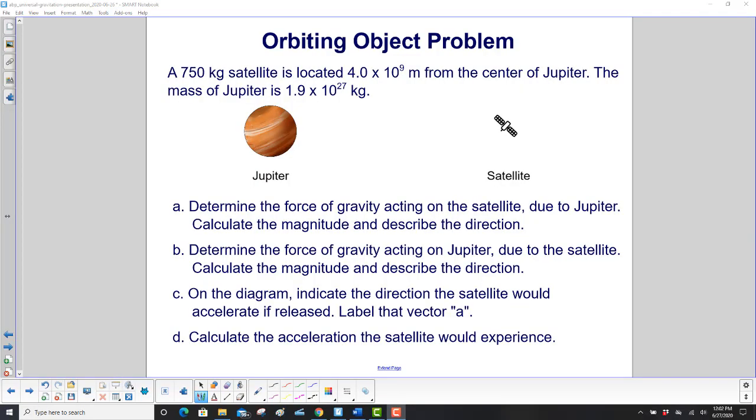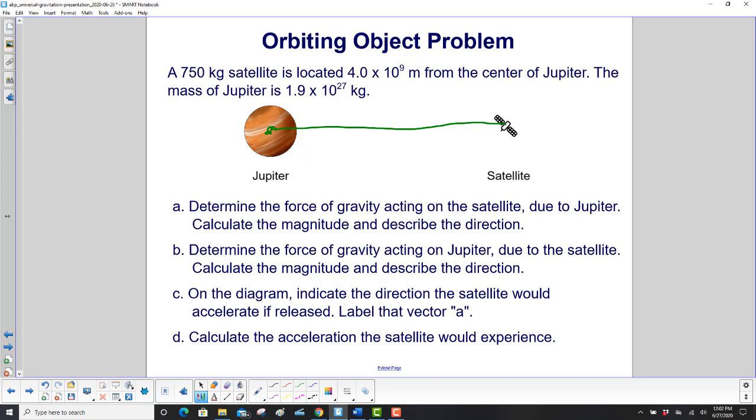A 750 kilogram satellite is located 4 times 10 to the 9th meters from the center of Jupiter. And that's good because that's how Kepler's laws work, right? Got to be between the centers of the objects. The mass of Jupiter is 1.9 times 10 to the 27th kilogram, and this is obviously not to scale, or that would be one gigantic satellite.